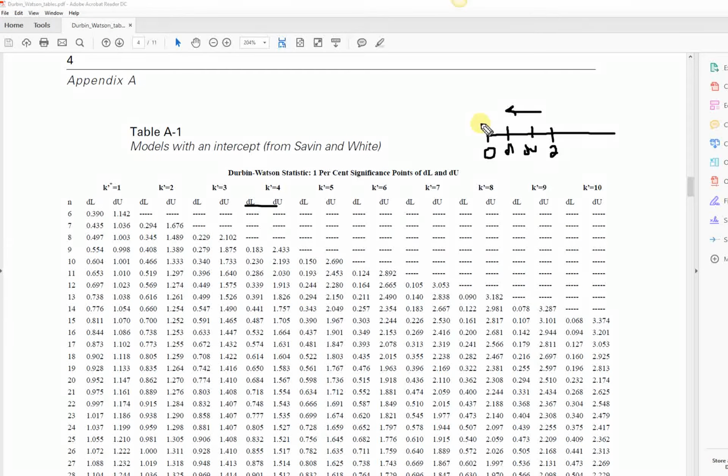So basically, if your Durbin Watson from your regression falls in this region right here, then you're going to reject the null and infer that there is significant autocorrelation. If your value falls up here, then you're going to maintain the null and conclude that there's no significant positive autocorrelation. And if you fall in this bounds right here, then the test really becomes inconclusive.